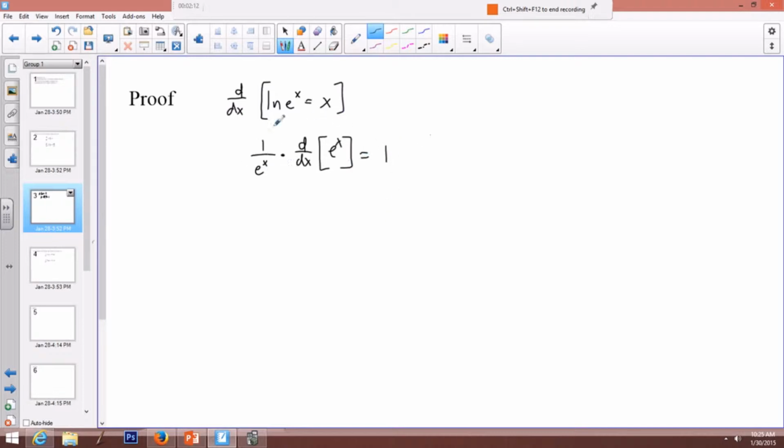And so if I try and move this expression to the other side, I'm going to multiply both sides by e to the x. These cancel, and I'm left with the derivative with respect to x of e to the x is just e to the x. I know that's kind of an odd result, but that's the way it works out.